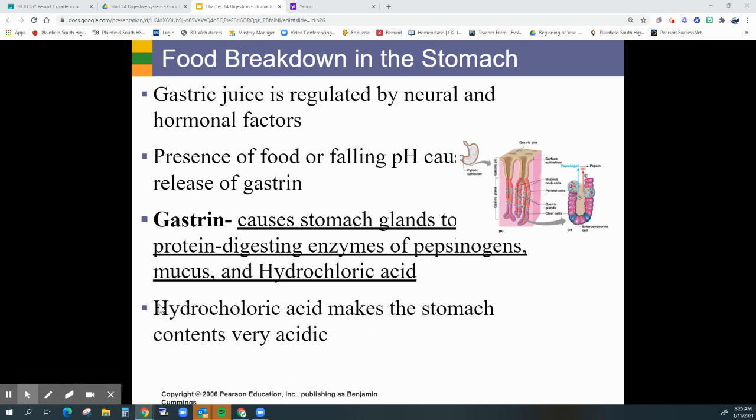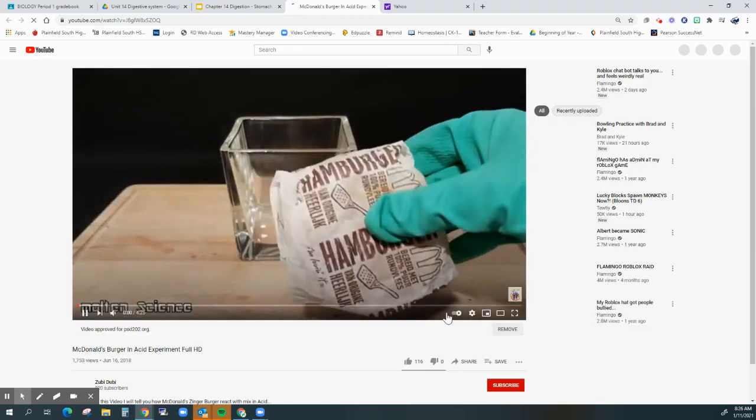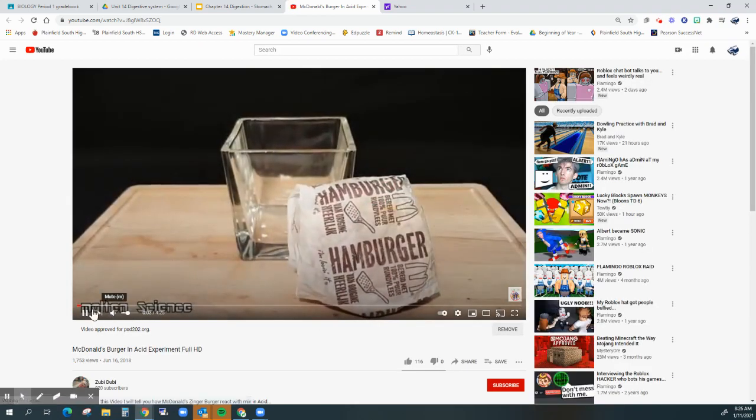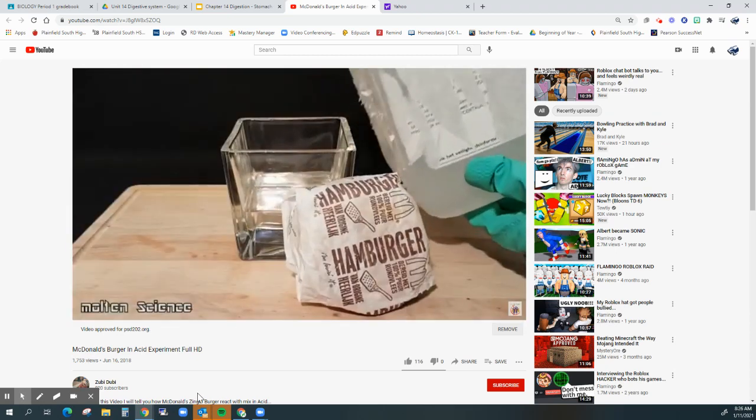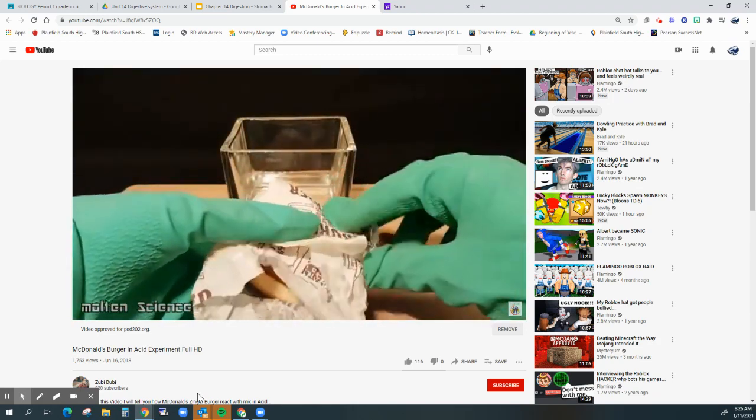All right. The hydrochloric acid itself really makes the stomach contents very acidic, and that's the environment we need to break down some of those things. Okay, we'll take a real quick look here at this video for you guys. This is hydrochloric acid itself. I won't show the whole thing, but we're looking at a hamburger here. I'll skip through. So they're going to pour a little bit of hydrochloric acid directly into this vessel. They're going to take the hamburger out.